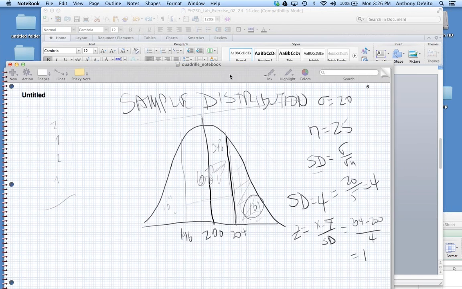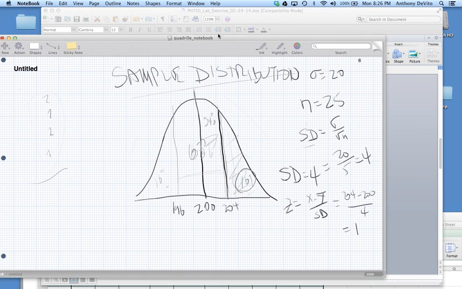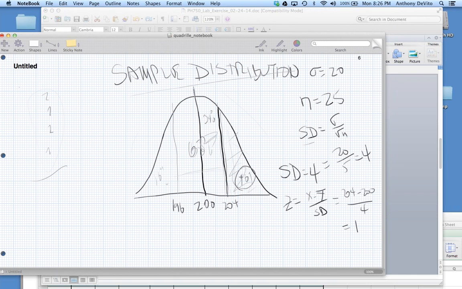Probability between 192 and 204. Okay, so we know that this is about 16. 190 is going to be over here. So how many standard deviations below is 190? Was it 190 or 192?